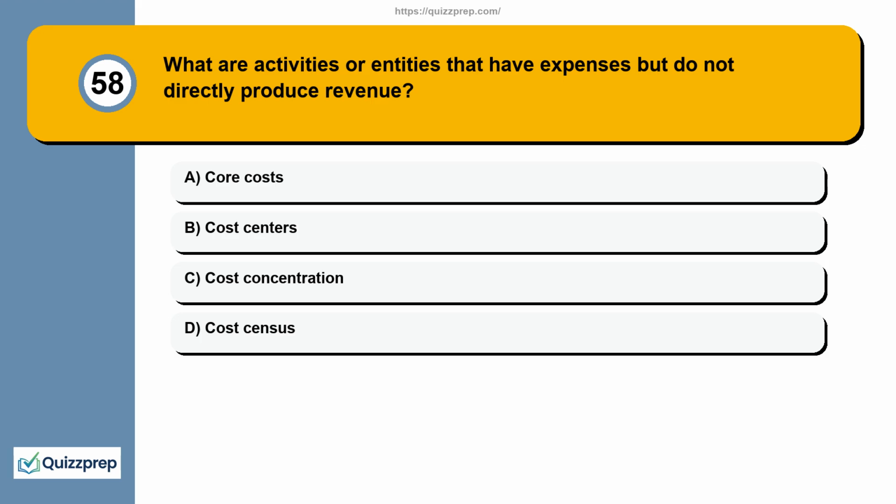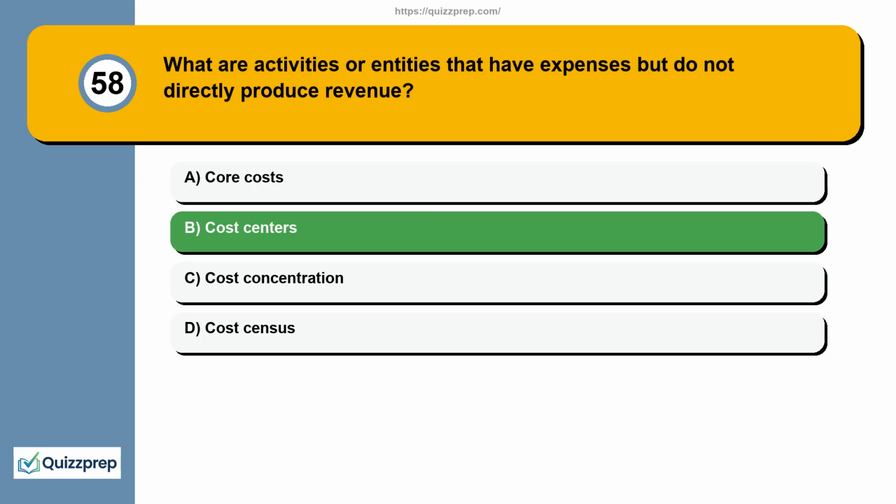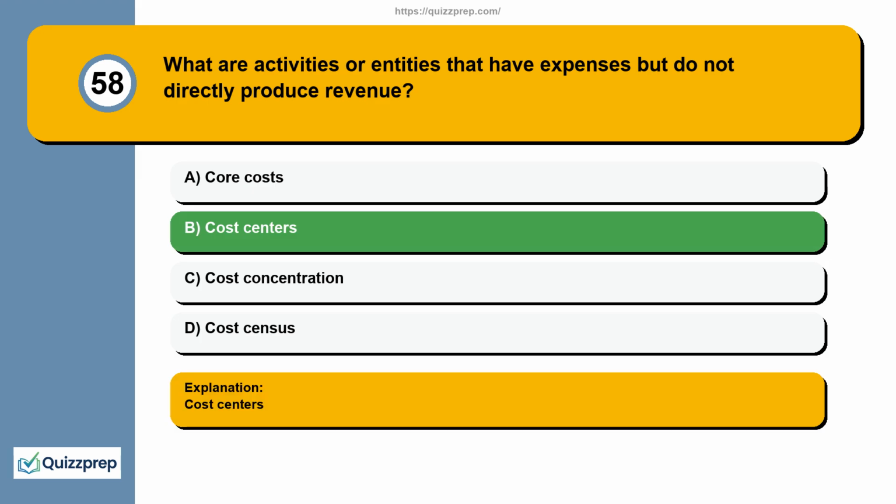Question 58. What are activities or entities that have expenses but do not directly produce revenue? Option A. Core costs. Option B. Cost centers. Option C. Cost concentration. Option D. Cost census. The correct answer is option B. Cost centers.